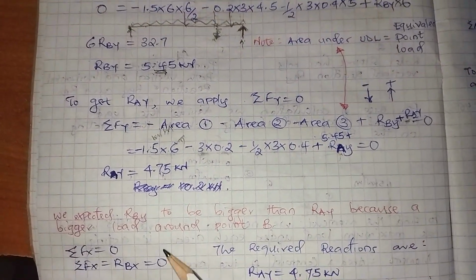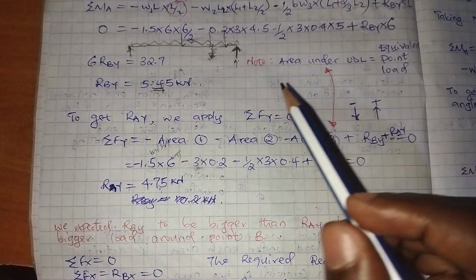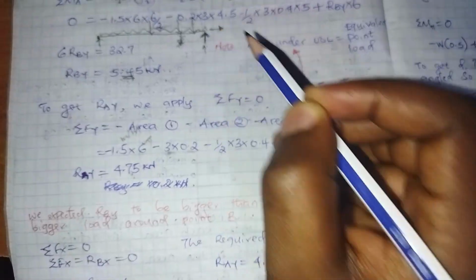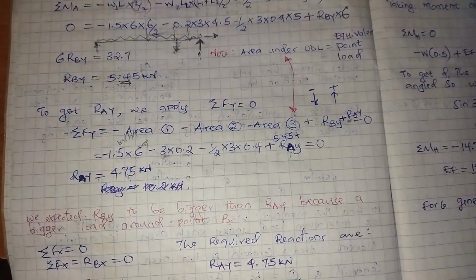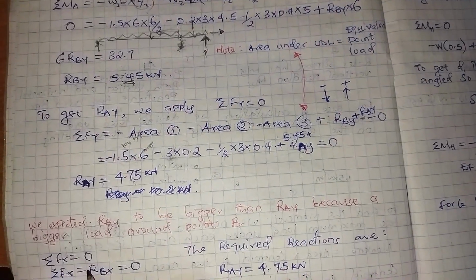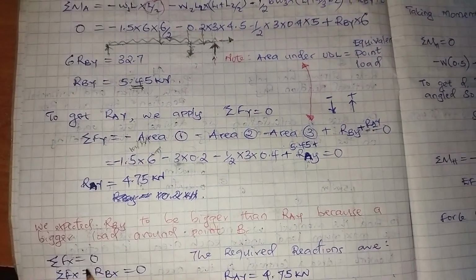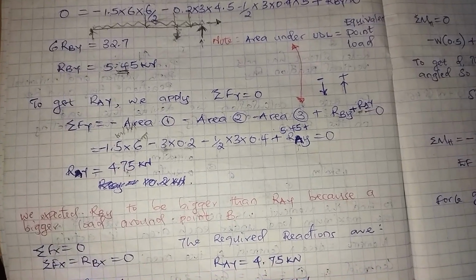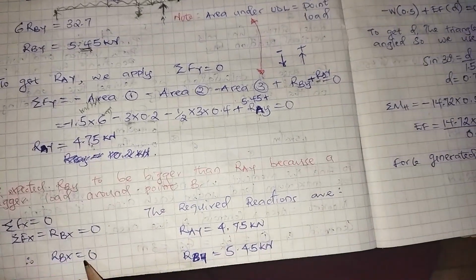Now, forces in the x direction. We only have one x direction here, because it's a pin support. A pin support has two reactions, vertical and horizontal. So how many forces are facing the x direction? Just one. So when we add this one, we are going to get 0. So RBX is 0. Okay.